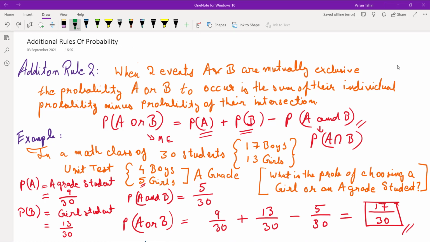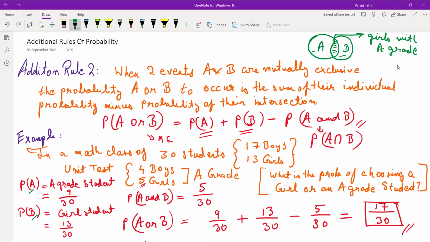So you can understand this via a Venn diagram. You can consider a circle A, which is A grade student. Then there is another circle, which is B, which is just a girl student. Okay, so P(B) is the girl student probability, P(A) is the A grade student probability, and there is this intersection which you can see in the middle, which represents girls with A grade. So this is just the girls, this is just A grade students, and these are girls with A grade.